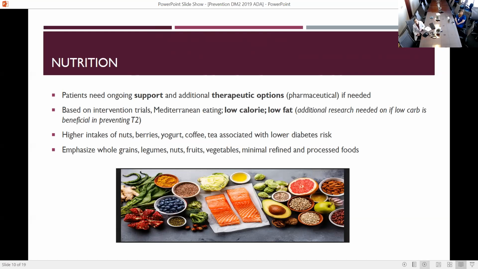And that's things like the goods in the picture: berries, nuts, fish, white meats, grains, whole grains, and minimizing the processed foods.